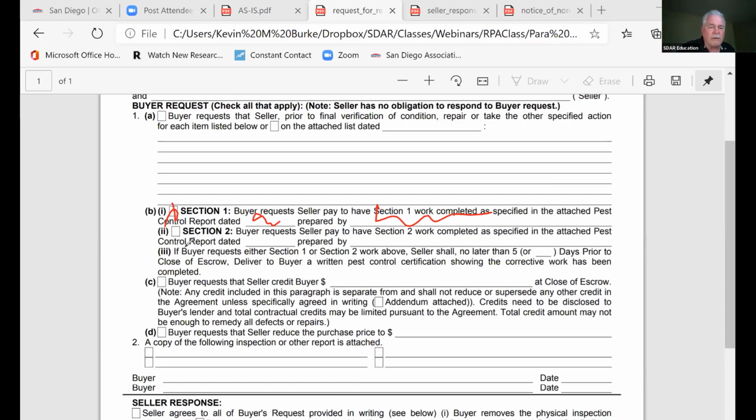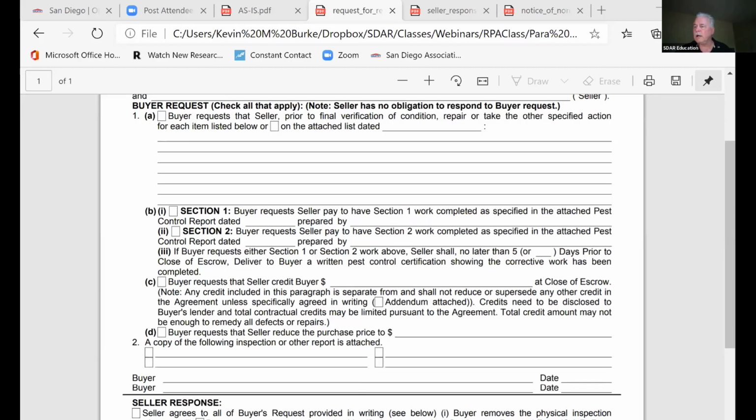Part number 3 down here: if the buyer requests either of the above, seller shall, no later than 5 days or whatever you put in there prior to closing, deliver to the buyer a written pest control certification showing the corrective work. So 5 days ahead of time, much like my final walkthrough, that everything has been completed. Okay, everybody good with that? I thought I saw maybe a question.